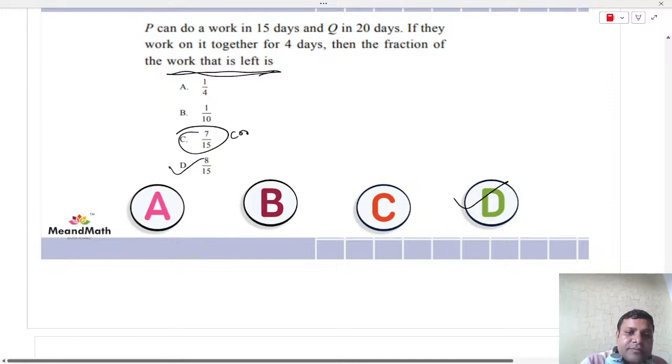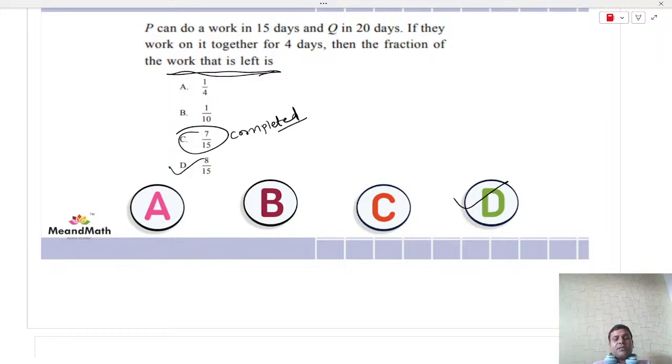7/15 work is completed. If the question is about the completed work, then we have to take option C, that is 7/15. But the question is about the work portion that is left. Then we have to subtract it from 1. So 1 minus 7/15 is 8/15. So the answer is 8/15. D option is here.